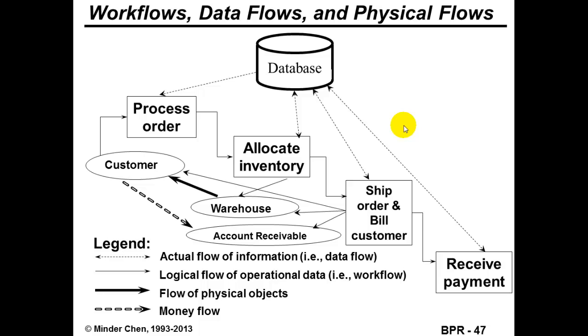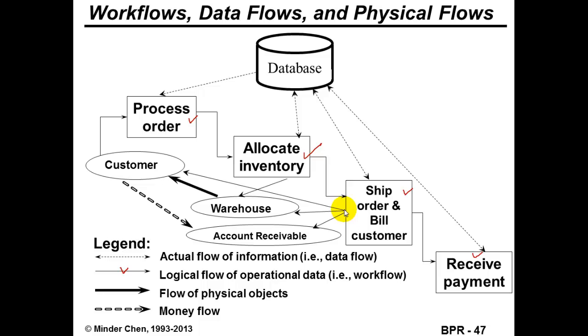Modeling a business process, data processing activity, or workflow is not an easy thing. There are different aspects of it. Let me use this similar example to illustrate the complexity. The solid arrow-headed line represents the logical flow of operational data or sequencing of activity. So we process the customer order. After that, we will allocate inventory to a committed order. We'll ship the order and bill the customer, and eventually we'll receive the payment from the customer.